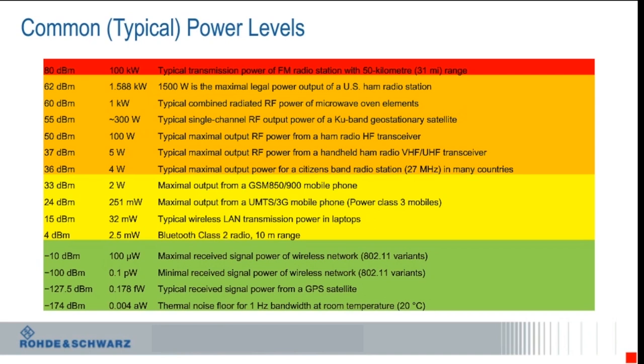So this is input receive level for a GPS satellite, and that's a pretty small number, right? Relative to that, that's crazy. Femtowatts. Minimum receive signal of a wireless network. So that's all these 802.11 A, B, G, N, alphabet soup, minus 100 dBm, right? Small number. That's 0.1 picowatt or 100 femtowatts. Maximum receive power, minus 10. Bluetooth, LAN in a laptop.